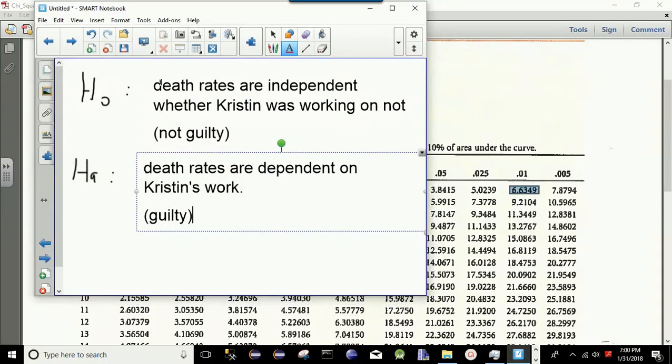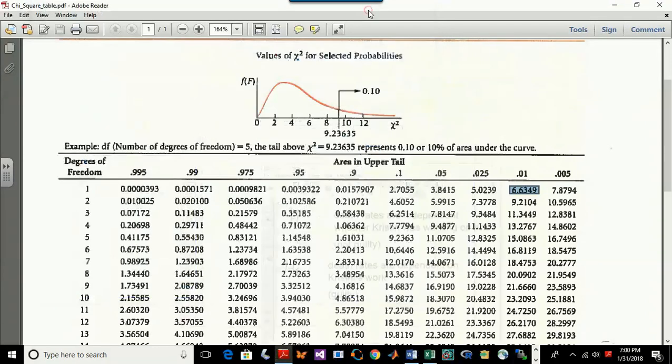And so when you reject the null hypothesis, we accept the alternative hypothesis that death rates are dependent on Kristen's work. She's guilty. And that's not a type 2 error. Okay. All right.